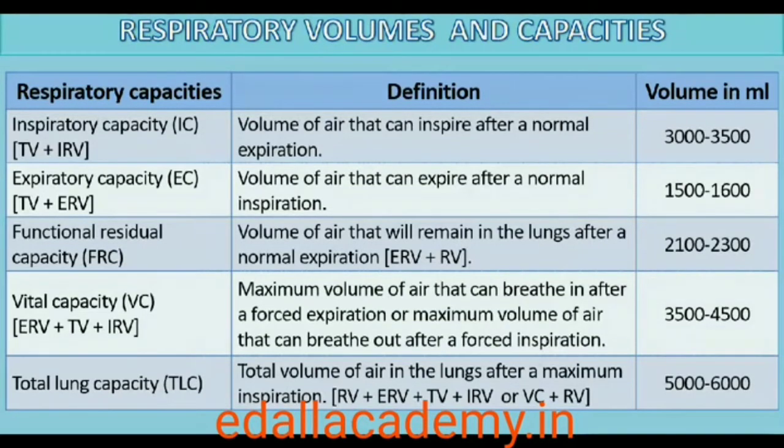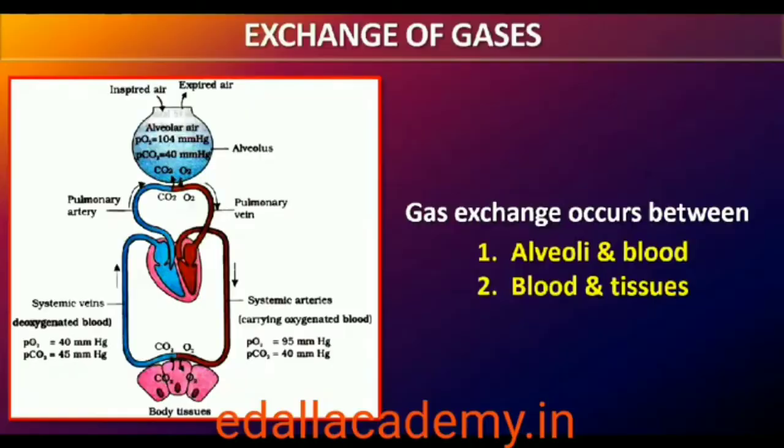Vital capacity, VC: the maximum volume of air a person can breathe in after a forced expiration. This includes ERV, TV and IRV, or the maximum volume of air a person can breathe out after a forced inspiration. Total lung capacity: total volume of air accommodated in the lungs at the end of a forced inspiration. This includes RV, ERV, TV and IRV, or vital capacity plus residual volume. 17.3 Exchange of gases.